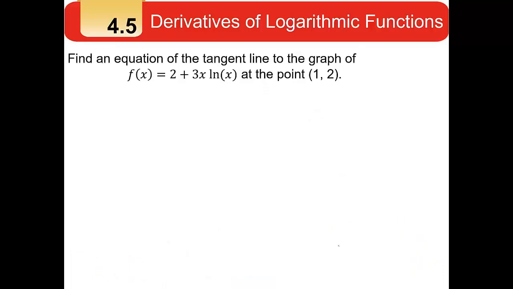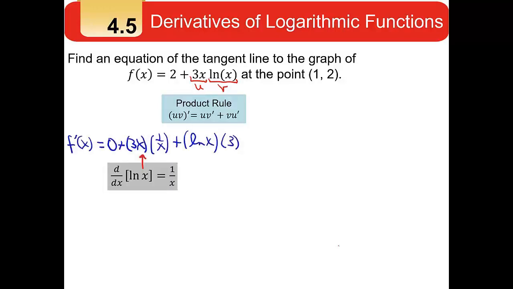These problems with finding the equation of a tangent line, we've been doing them for a long time now. It just so happens that this function has a natural log in it. It also happens that the second term of that function is a product. The 3x is like the u, and the natural log of x is like the v, so I know the product rule is going to fall in here. When I take the derivative of 2, I get 0, but when I get to the 3x times the natural log of x, I've got to use the product rule.